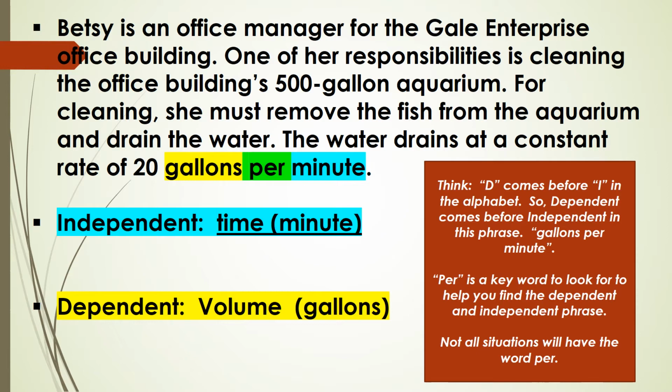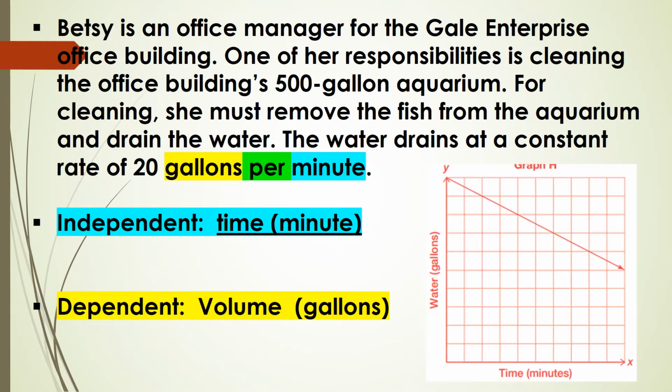Sometimes each can also be a key word. However, not all situations will have the word per or each, so you have to think and try a little harder to come up with the answers. But gallons per minute, D comes before the I, and so gallons is your dependent and minute is your independent.